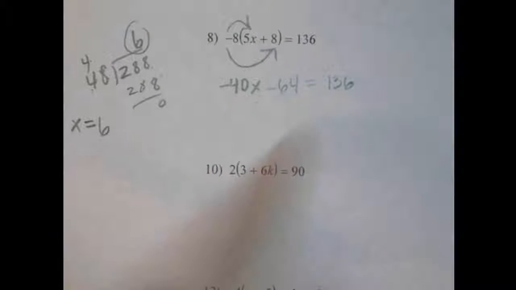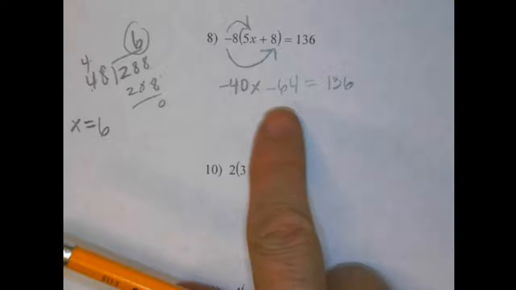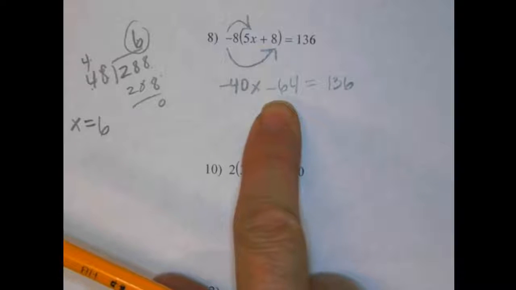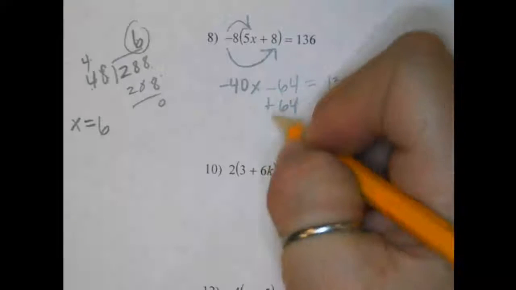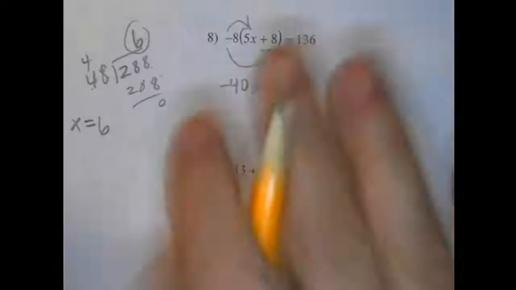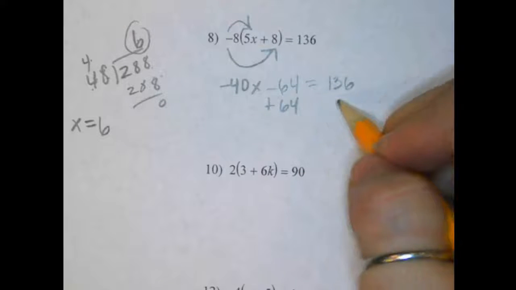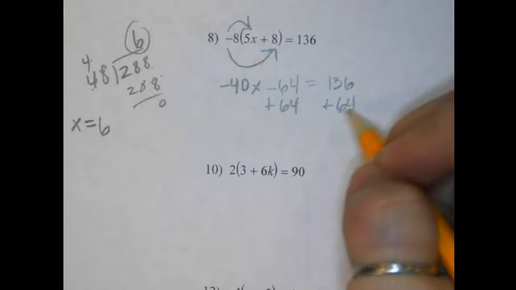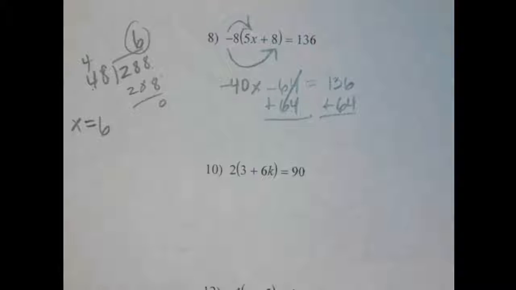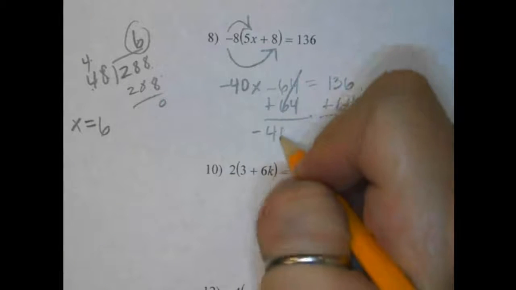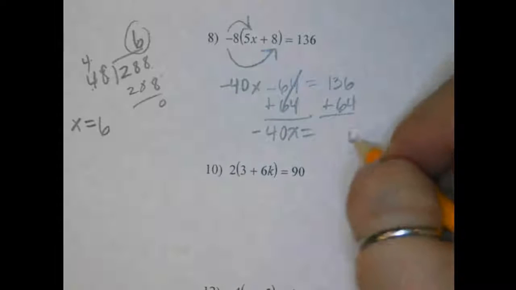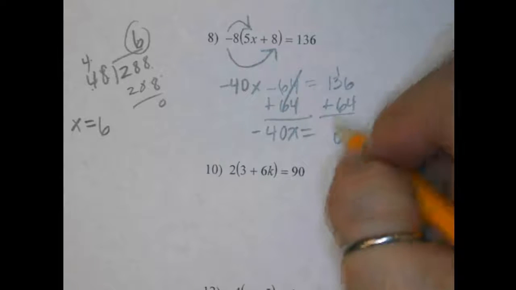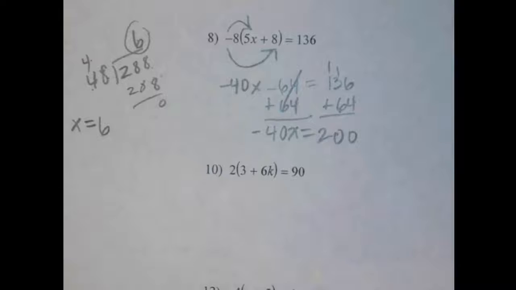Okay, so minus 1. That's good. So now I have a negative here. What do I want to do with this? I'm going to add 64. In order to move this, it's like that scale, right? I need this to become 0. But in order to do that, I need to add it to both sides. So now I have a negative 40x is equal to whatever the sum of this is, which is what? 160, 200. Yeah?